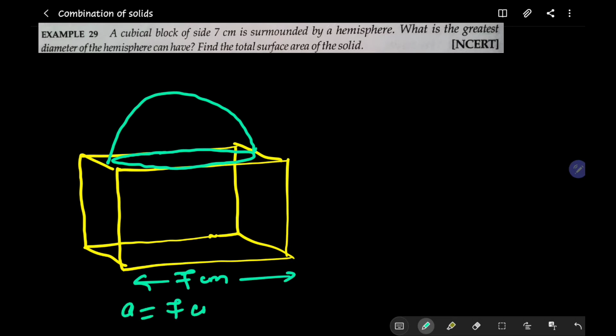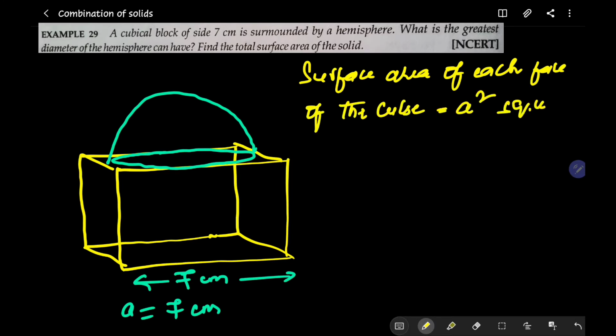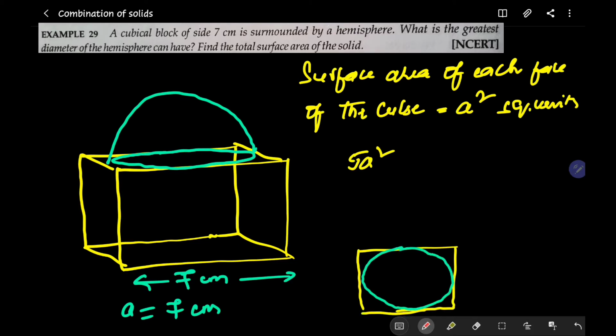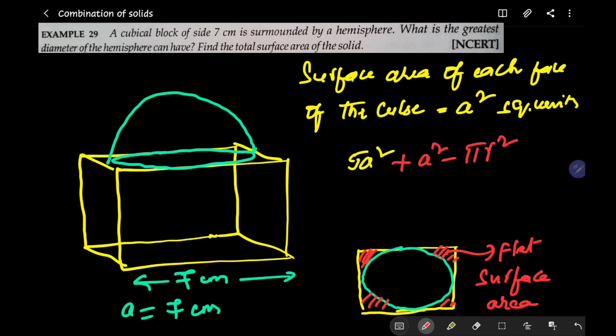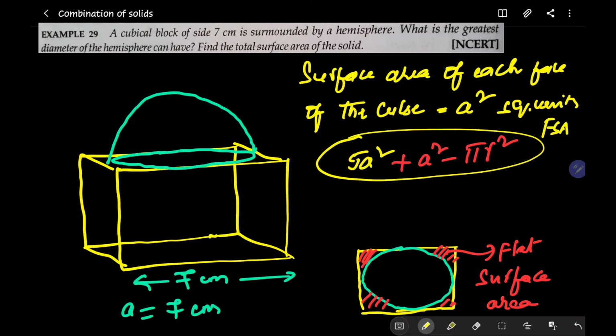You can see the 5 faces except the top face of the cube are not disturbed at all. We can directly take the area as 5a square as of now. Because of the addition of this hemisphere, which is shown in the green color now, the top surface is a bit disturbed. So the flatness can be seen only around the green circle marked in the red color. That flat area will be found by subtracting the circle area from the square area, which is equal to a square minus pi r square. So far the flat surface area of the solid is fixed, there is no problem.